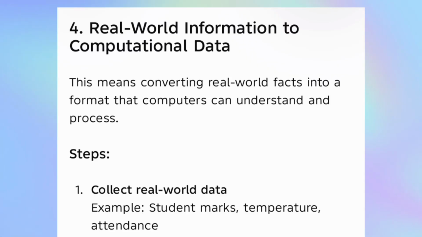So, real-world information to computational data means converting real-world facts into a format that a computer can understand and process. Step 1: collect the real-world data. Example: student marks, temperature, attendance.